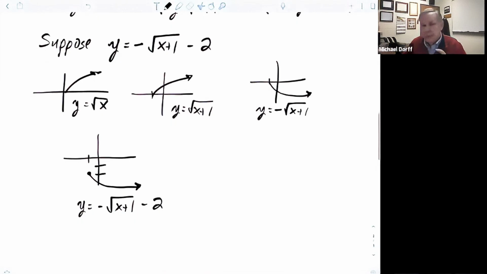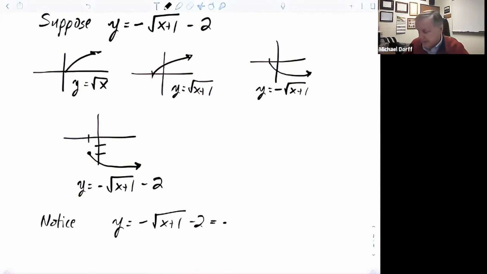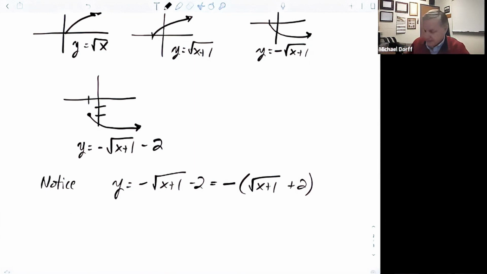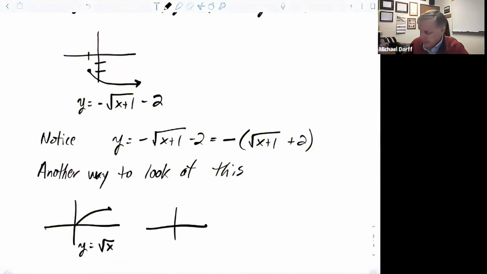Now, the reason I want to look at this problem is notice that the original problem, y equals negative square root of x plus 1 minus 2, is the same thing as the negative of the square root of x plus 1 plus 2. So there's another way I could look at this. Another way to look at this problem is to, again, work inside out. So here's my y equals square root of x. Then here is my y equals square root of x plus 1. All right, so that means I'm going over here.